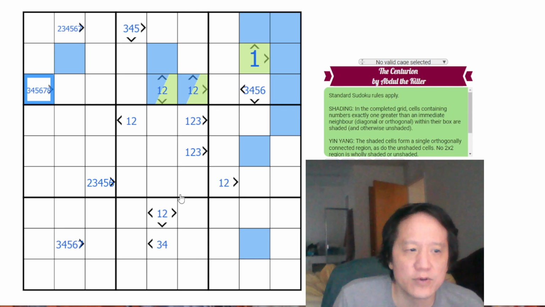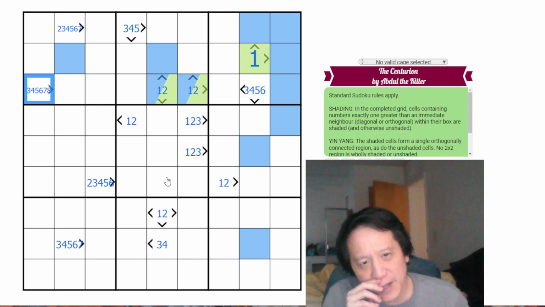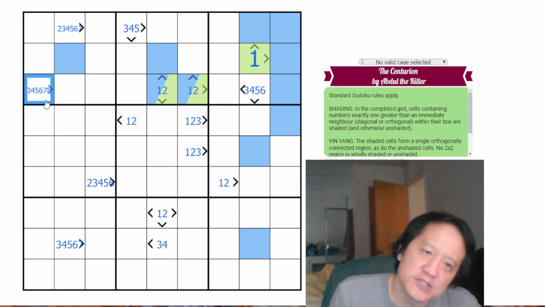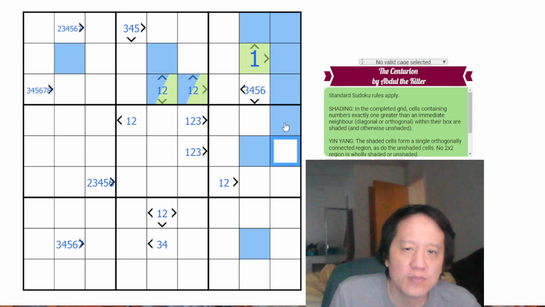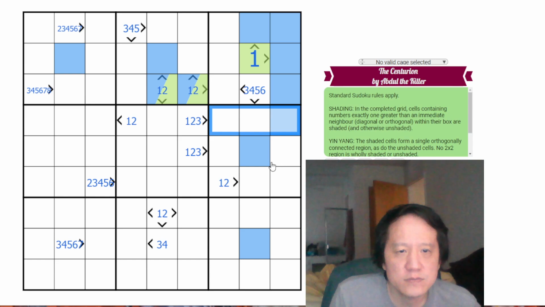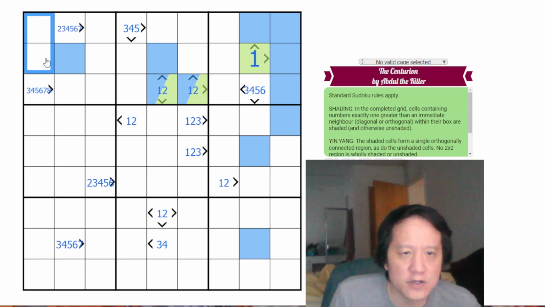This cannot be 3. Can it? No. If this is 3, actually it could be, I guess. Very unlikely. So this could be 3 this way. At least, okay, so we know. So this is shaded.